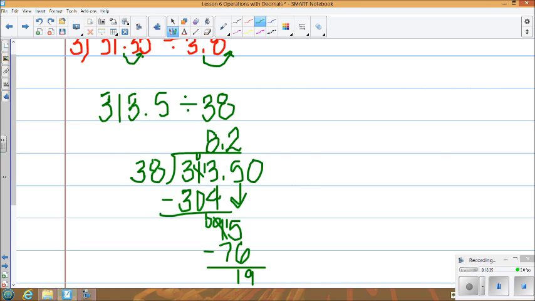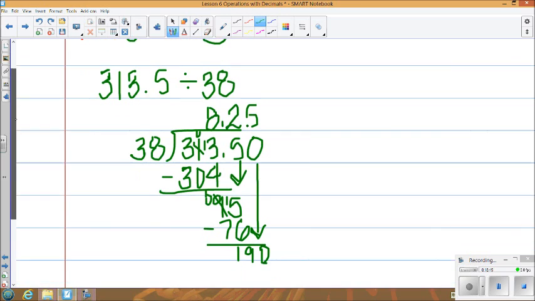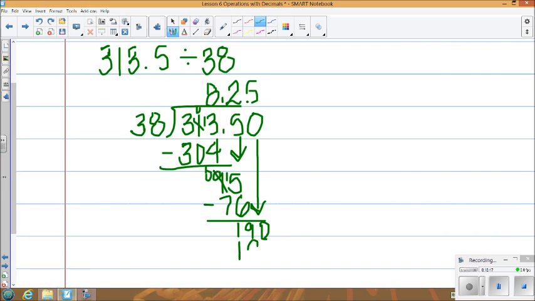So if I add a 0 at the end, carry down a 0, does 38 go into 190? And the answer is yes, it goes into it 5 times. So 5 times 38 is going to give me 190, and now I'm going to be able to come out, not to a whole number, but to an ending decimal. So my answer is going to be 8 and 25 hundredths.